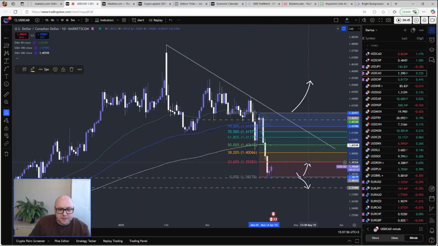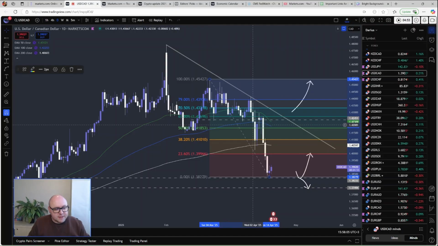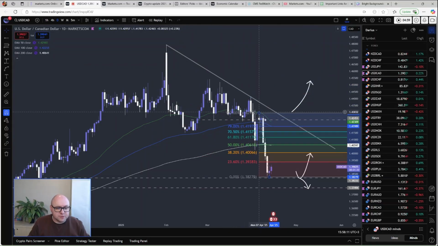1.3938, great. Then the next target here for me is the 38.2, which is, by the way, roughly around the 1.40 zone. Coincidence, right? And that's why, like I said, this territory, the 1.40, becomes quite an interesting target for a little short-term retracement. Let's see if that's going to work out or not.